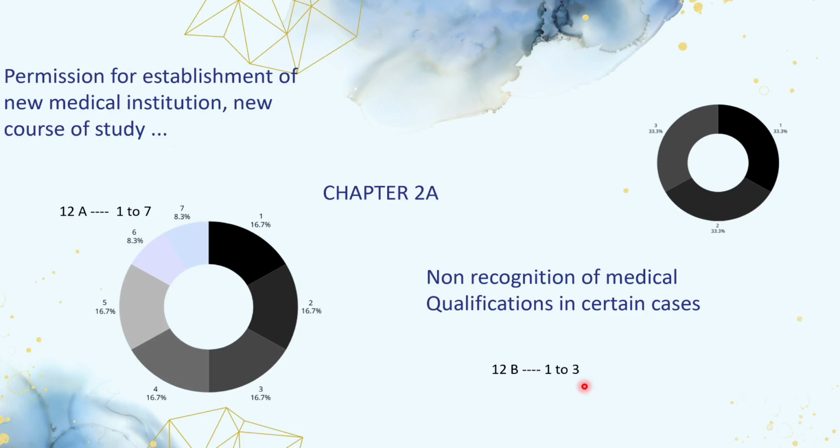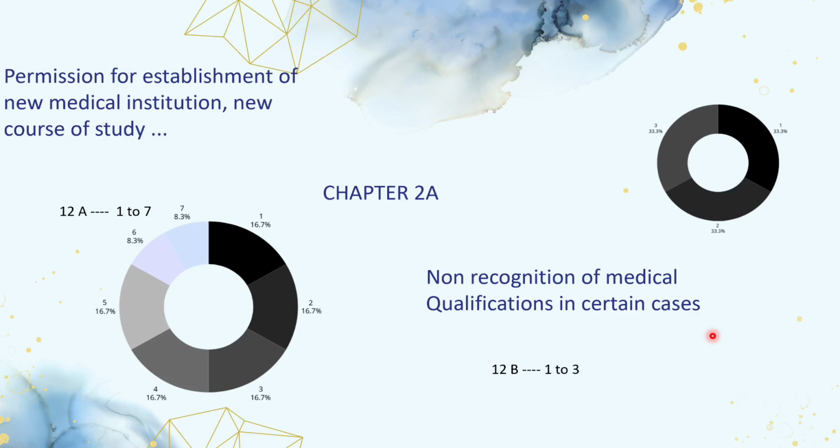Regarding 12b, we have 2 points, dealing with non-recognition of medical qualifications in certain cases. Where any medical institution is established without the previous permission of the central government in accordance with the provisions of Section 12a, medical qualification granted to any student of such medical institution shall not be deemed to be a recognized medical qualification for the purpose of this Act.